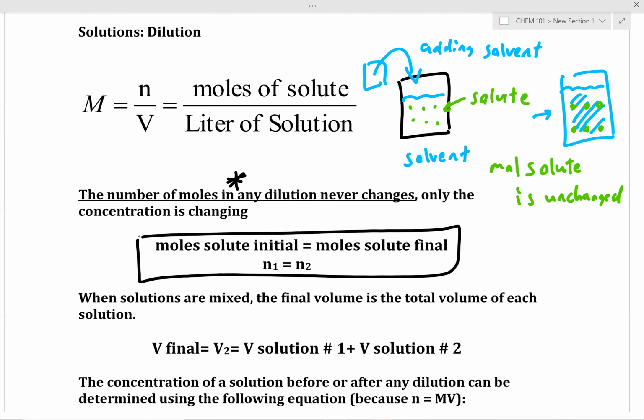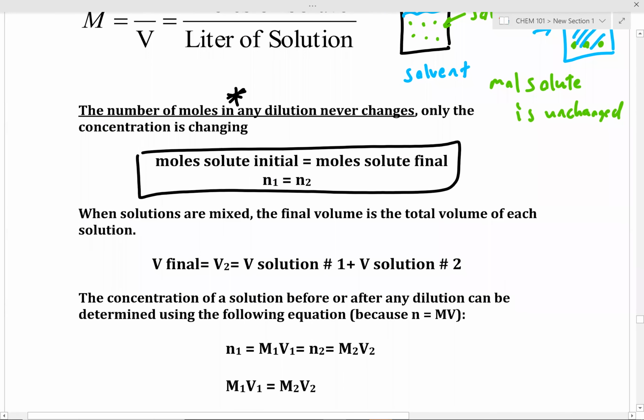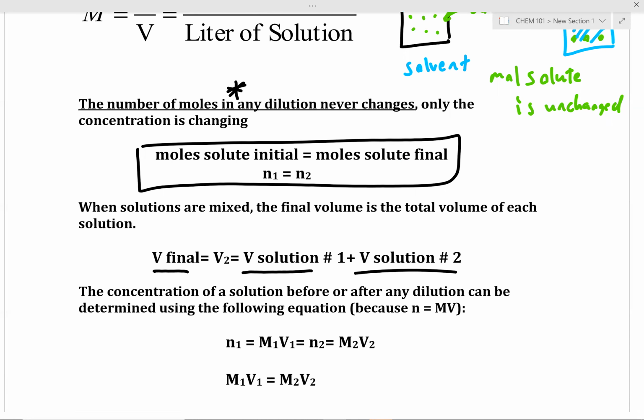From that, we also know that the final volume is just the volume of the two solutions that you've combined, added together, right? If you mix 10 mLs of water and 100 mLs of solution, your total volume is 10 plus 100, right? That's simple enough to see.